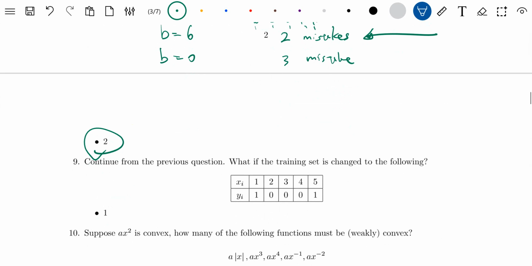You do the last one the same way. You try different ones. I think if you put b is 5, it will work. No, b is 4, it will work. So you classify 0, 0, 0, 0, 1. Then the cost is 1.